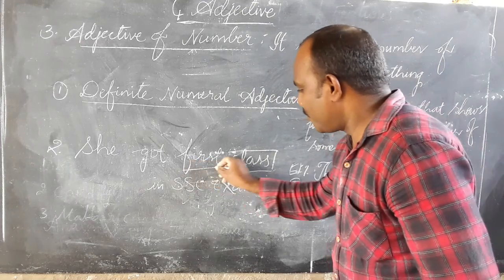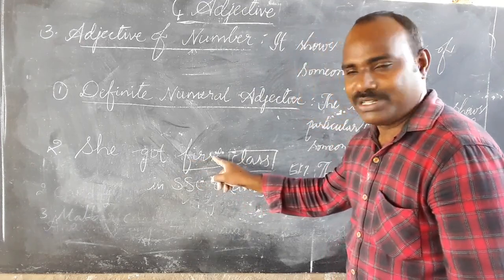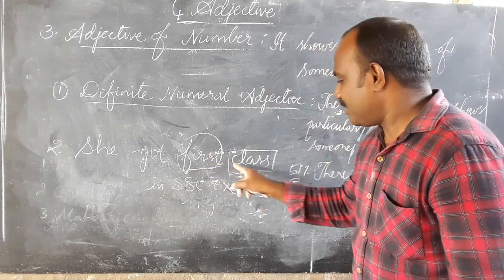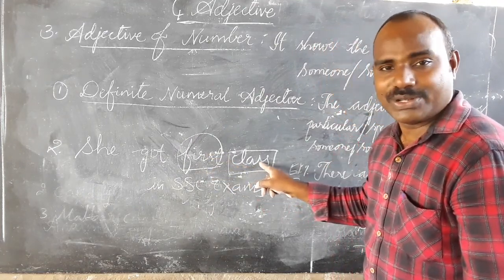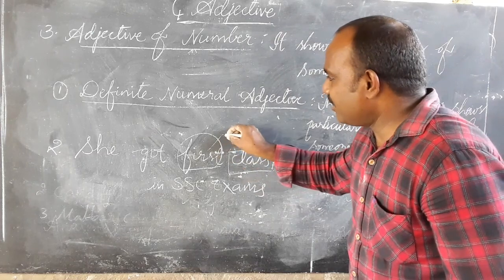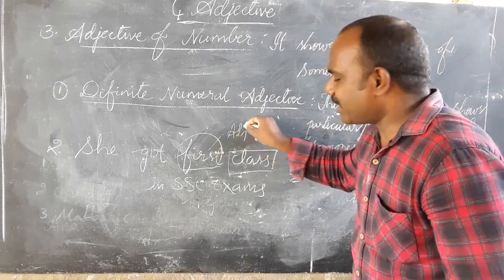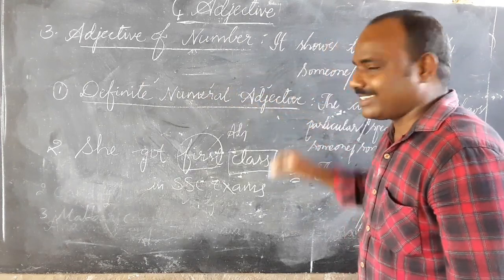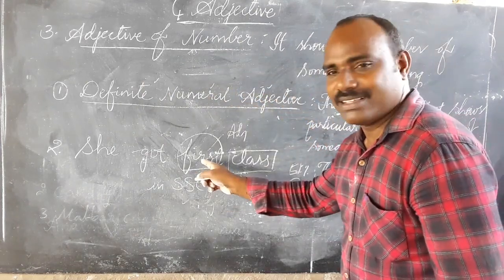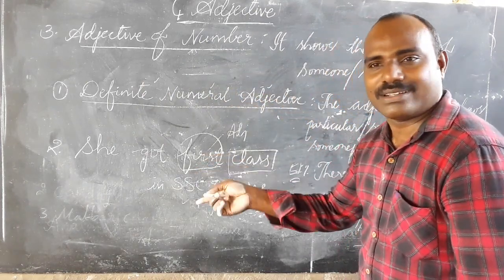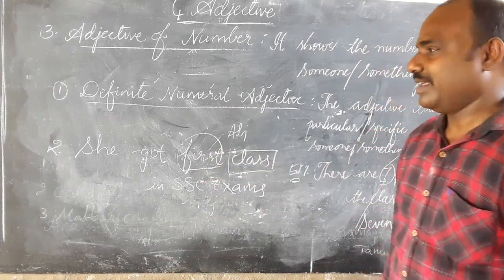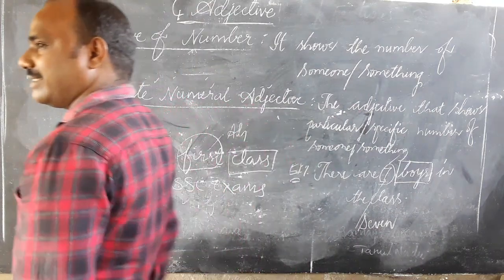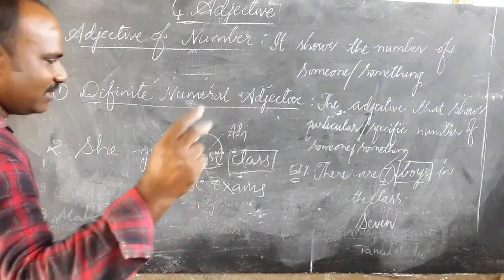Here, first, F-I-R-S-T. Look at this word first. This is talking about the class she got. So, this can be an adjective. What kind of adjective here? Definite numeral adjective. Because it is specifying a certain number here, first class, second class, third class, like. So these are the examples of definite numeral adjective. Now we see the second one.